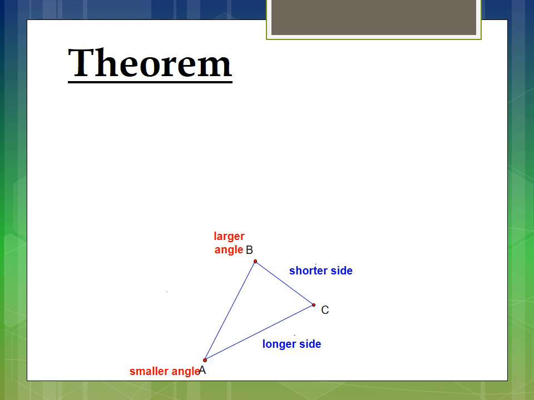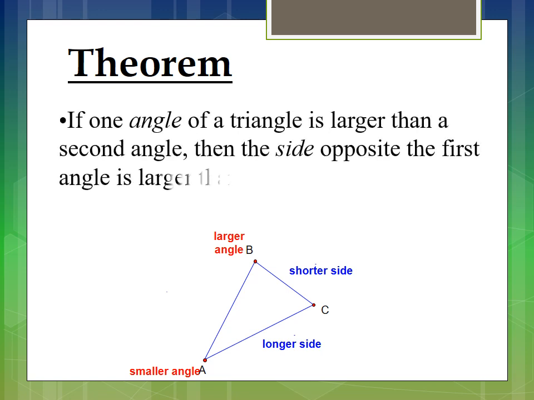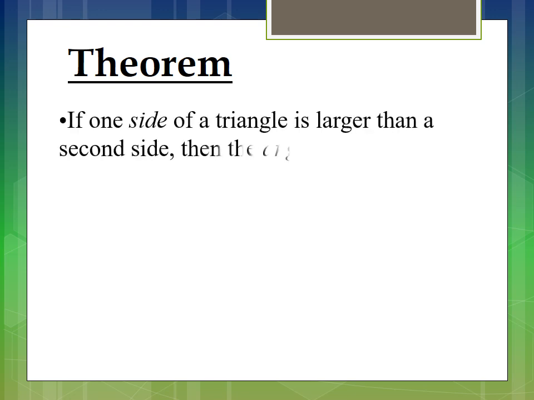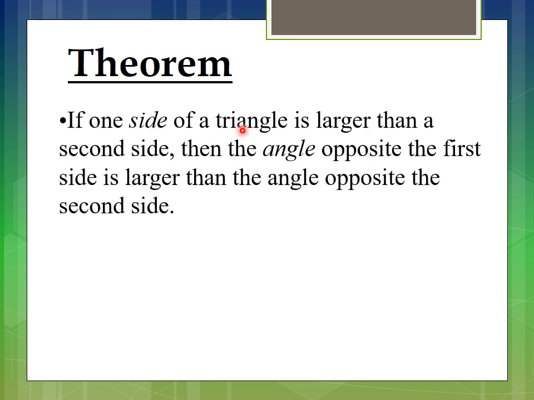The theorem states that if one angle of a triangle is larger than a second angle, then the side opposite the first angle is larger than the side opposite the second angle. Along with this, the next theorem states if one side of a triangle is larger than a second side, then the angle opposite the first side is larger than the angle opposite the second side.